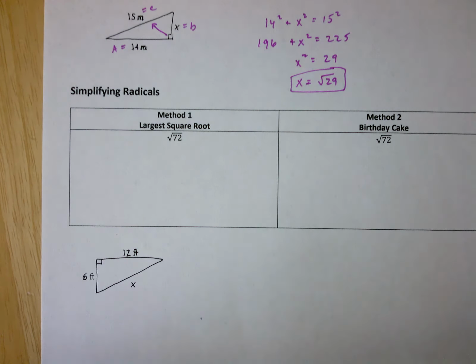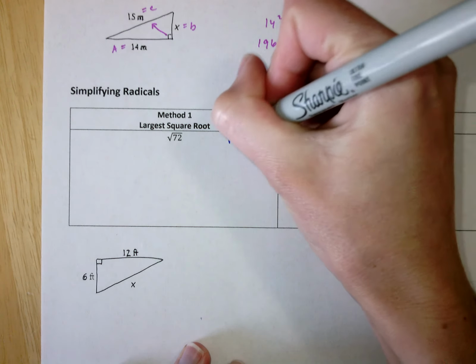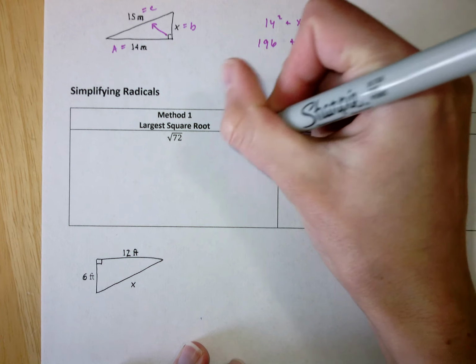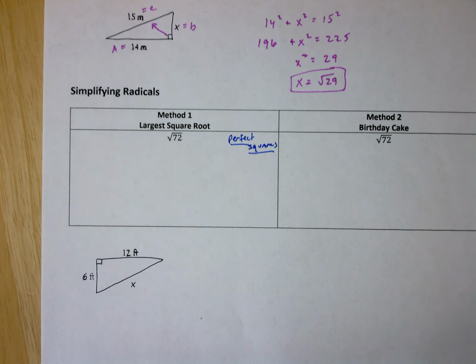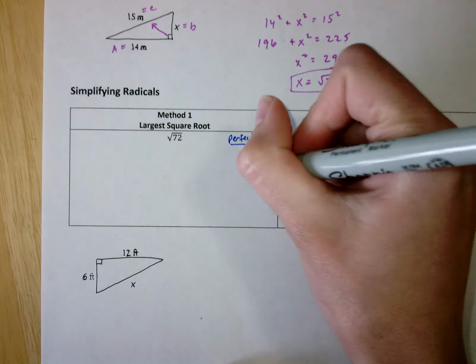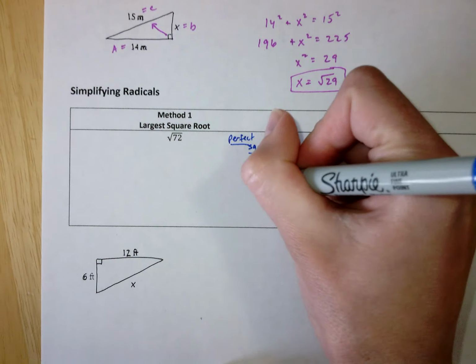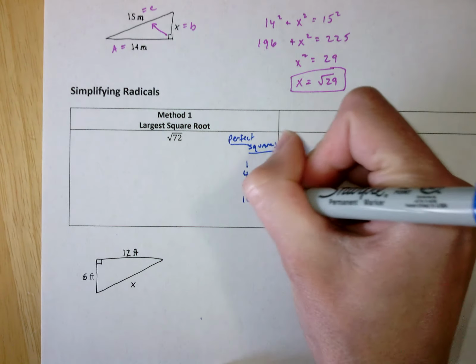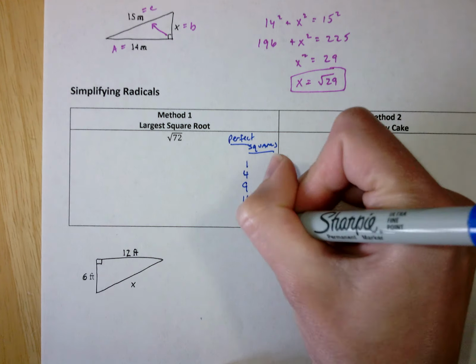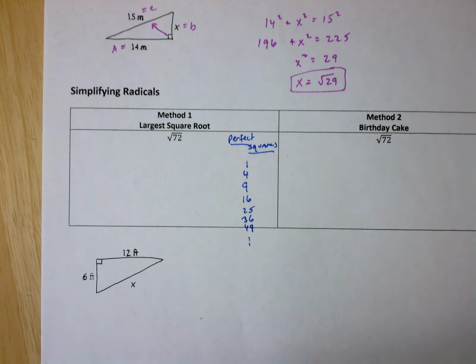For the largest square method, you need to know, first of all, what your perfect squares are. So I'm going to start by making a list of my perfect squares. Those are numbers that you get when you multiply a number by itself. Like 1 times 1 is 1, so 1 is a perfect square. 2 times 2 is 4, so 4 is a perfect square. 3 times 3 is 9, so 9 is a perfect square. 4 times 4 is 16, 25, 36, 49 would be the next one. They keep going. You might not need any bigger than that, but those are your perfect squares.